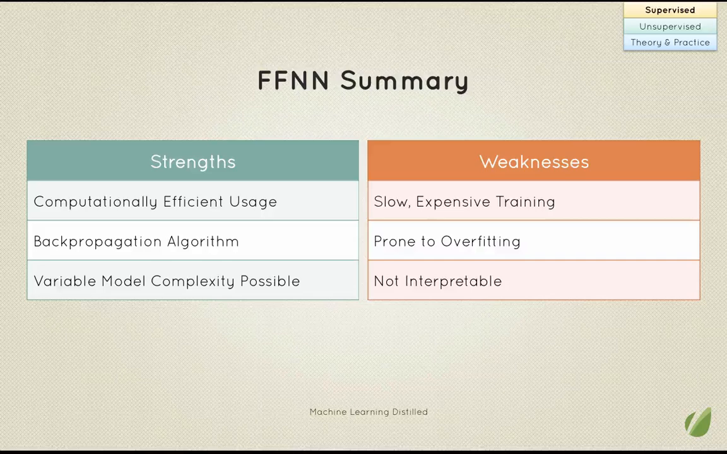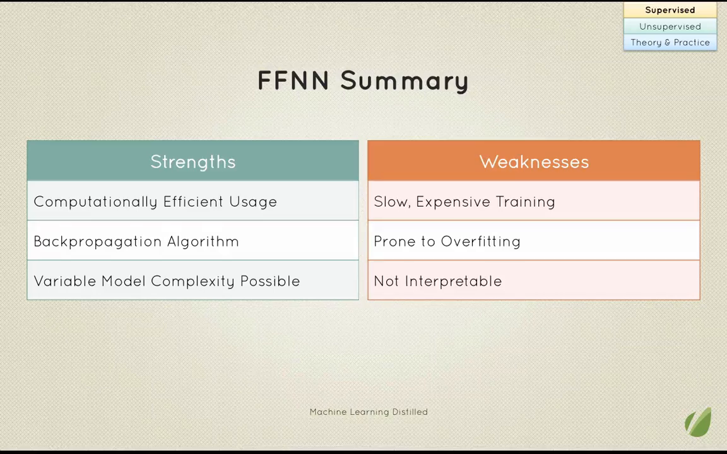Let's summarize the strengths and weaknesses of neural nets. First of all, they're computationally efficient to use. Once you have it created, it's pretty easy to use. The backpropagation algorithm is an elegant algorithm that actually works to learn the correct weights to model some mapping. Another strength is we have the ability to vary the complexity of the model by changing the architecture. That is, the number of hidden units, the number of layers, and so forth.